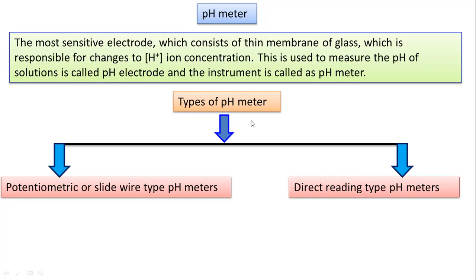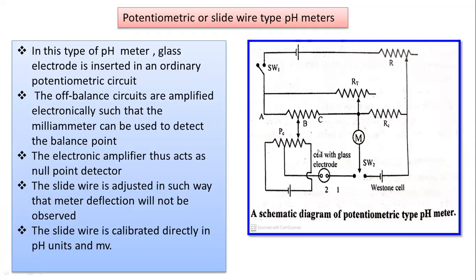So there are two main types of the pH meter. The first one is a potentiometric or slide wire type pH meter, and another one is a direct reading type pH meter. Popularly, the direct type pH meters are generally used in pH metric analysis. First is the potentiometric or slide wire type pH meter. You can see the diagrammatic presentation where a series of phenomena happen with the particular electrodes, and they transfer the signal to get the accurate pH for the solutions.